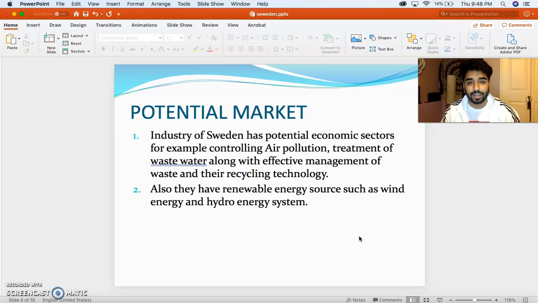The next is potential market. The first is that the industry of Sweden has potential economic sectors, for example, controlling air pollution, treatment of wastewater, along with effective management of waste and recycling technology. Second, they also have renewable resources such as wind energy and hydro energy systems.